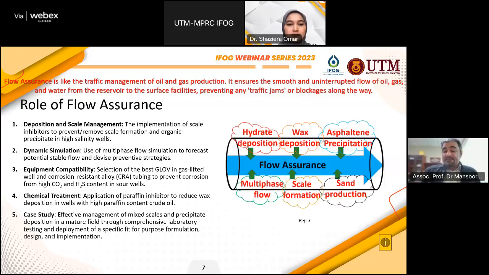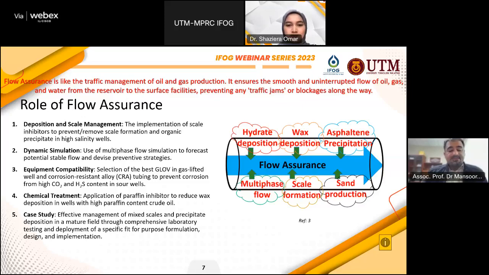Equipment compatibility is another area where flow assurance plays a significant role. For example, in sour wells containing a high amount of CO2 and H2S, corrosion can be a severe problem. Flow assurance engineers can select corrosion-resistant alloy tubing to resist these corrosive agents to ensure longevity of the well and its equipment.